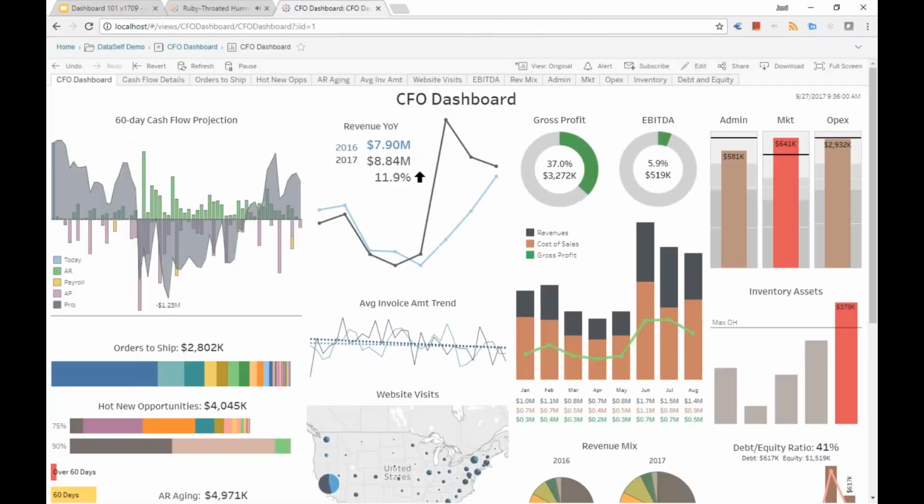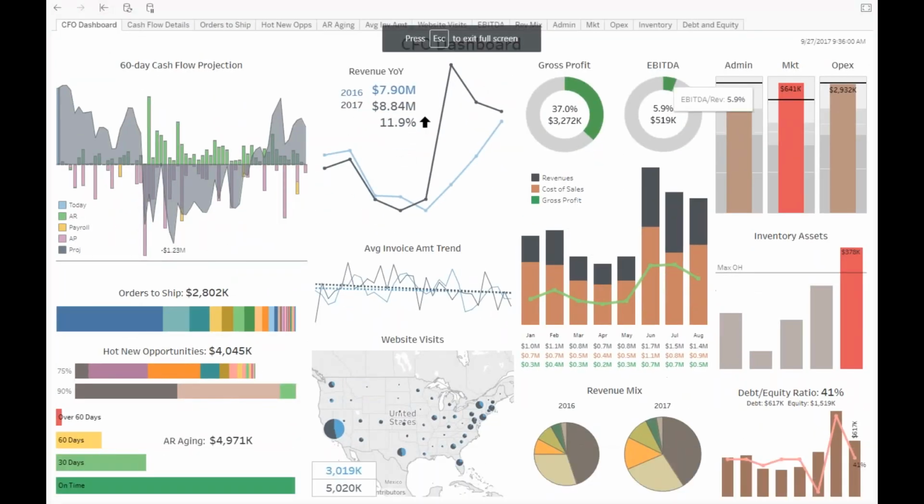By the way, and this is a more business-focused dashboard.